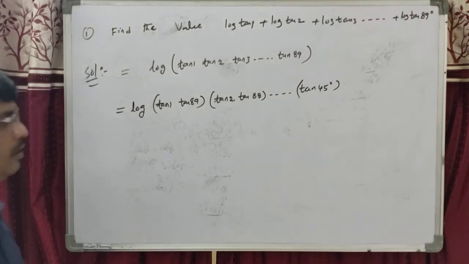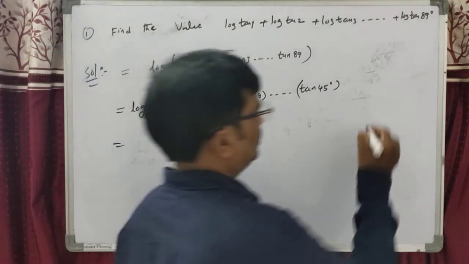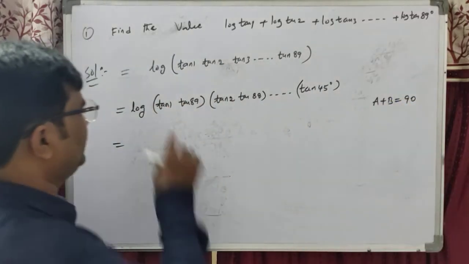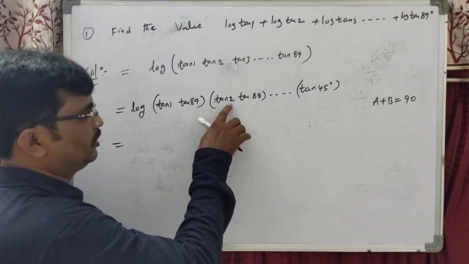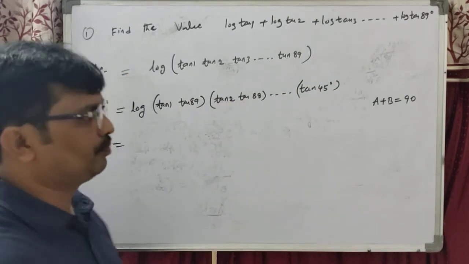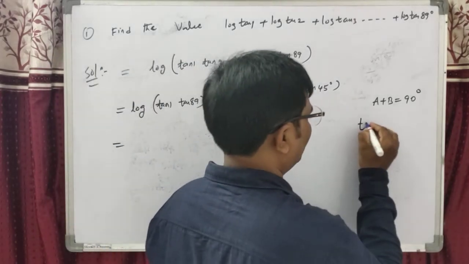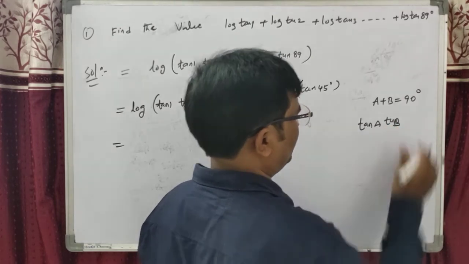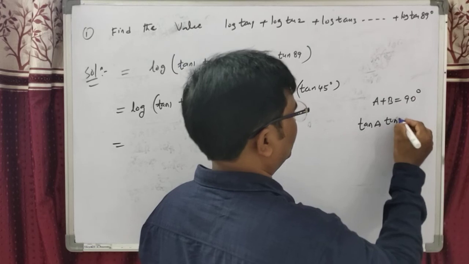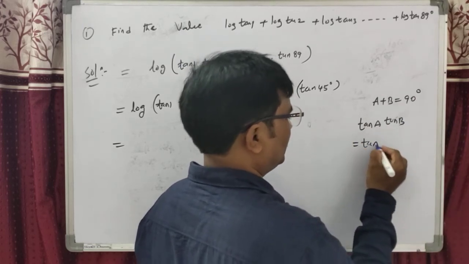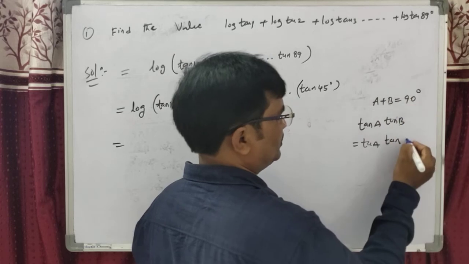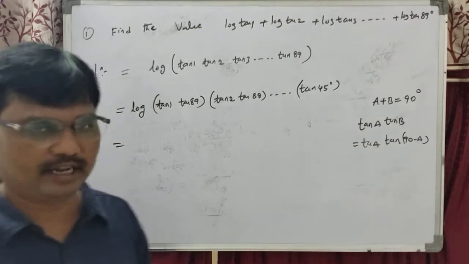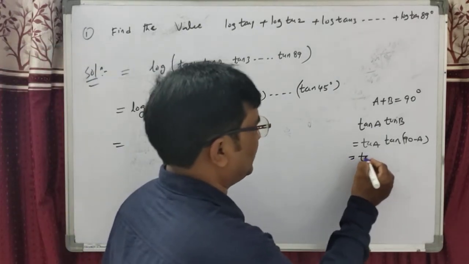Dear students, just one minute here. Take A plus B equal to 90 degrees. A is 1, B is 89. A is 2, B is 88. When A plus B is 90 degrees, tan A into tan B is undoubtedly 1. We can write B as 90 minus A. Therefore, tan A into tan B, where B is 90 minus A, we can write as tan A.